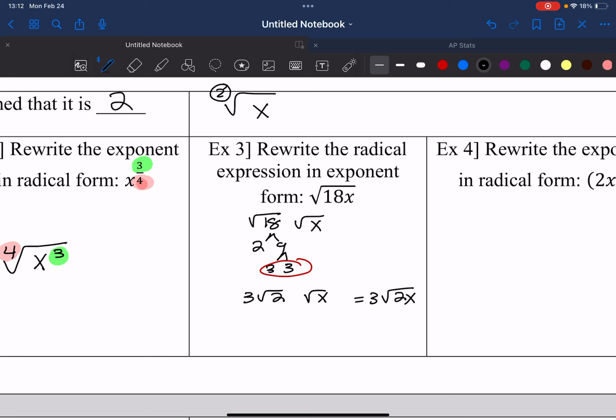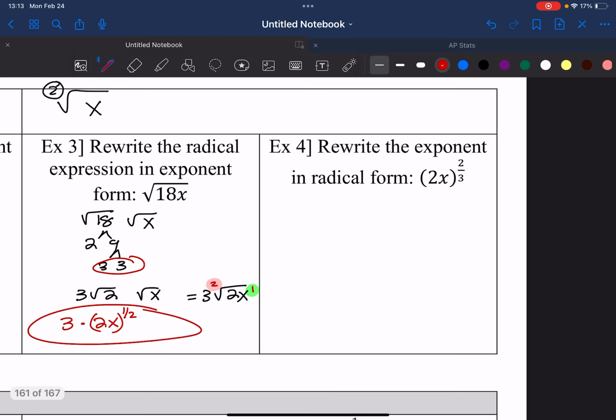Okay. So in order to write this in exponent form, I have to look at the index. So the index, remember, if we don't see any, is 2. And our exponent, again, if we don't see any, is 1. So then this is the same as saying 3 times 2x to the power of 1/2. And we're going to make sure to put that 2x in parentheses so we know that the 1/2 exponent is going to the x and the 2.